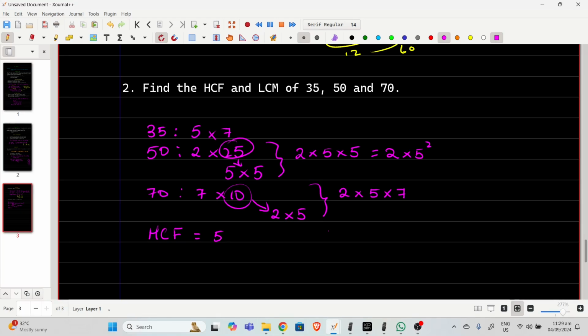And then I would need to multiply the highest powers of each of the prime factors. So I would say that first off, it's this 5, then we have a 7, and then we have a 2. So the highest powers multiplied together would be 2 times 5 to the second power times 7.